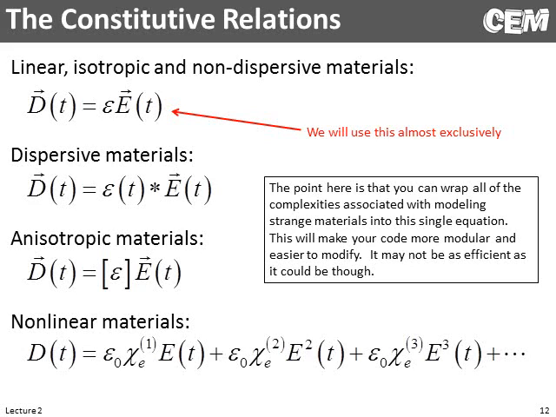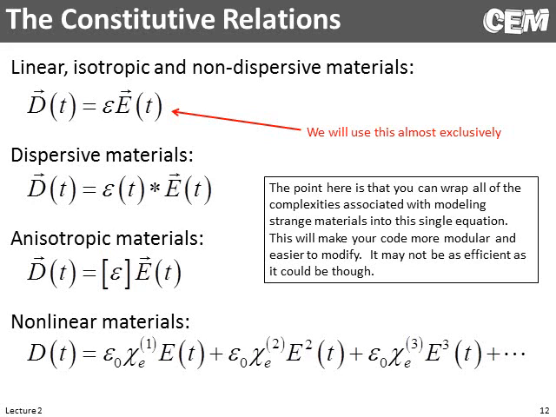But anyway, once things are anisotropic, this epsilon becomes a tensor. It's a 3x3 matrix. And so in that case, the D field and the E field are not pointing in the same direction anymore, because this tensor modifies that.